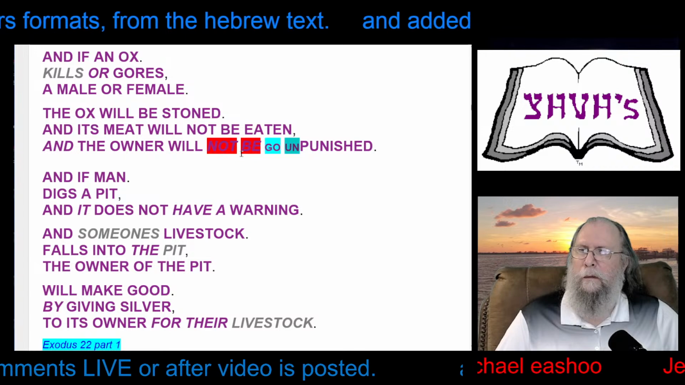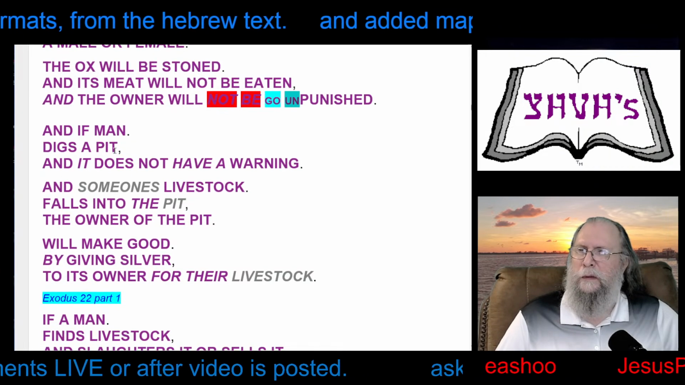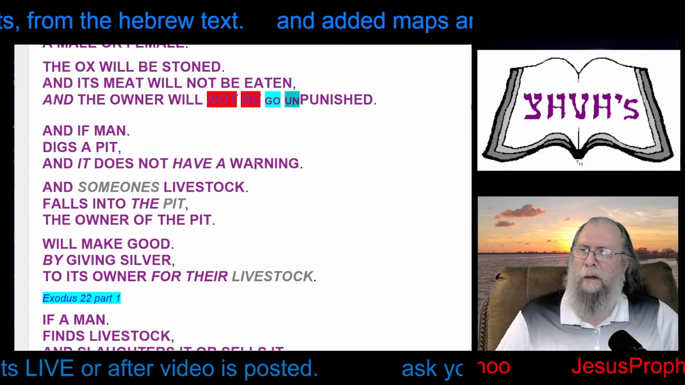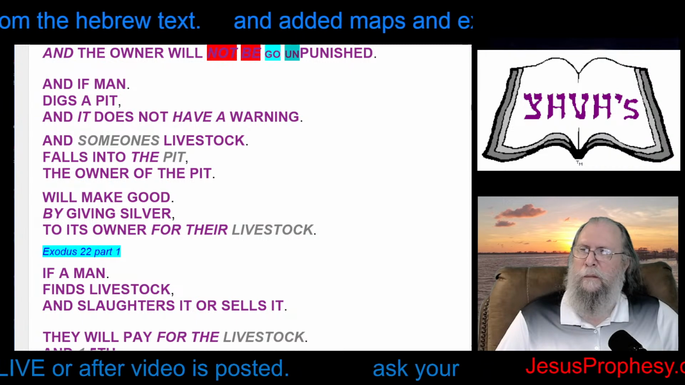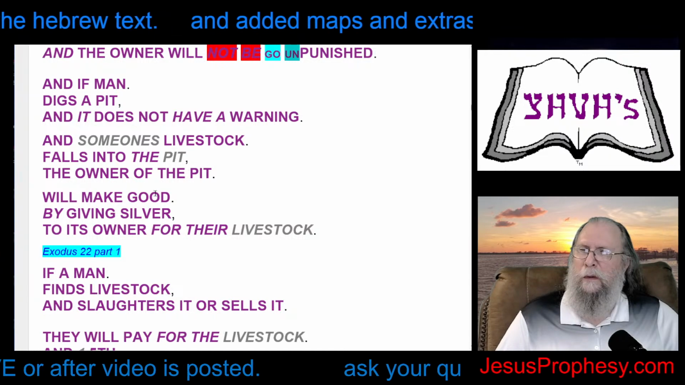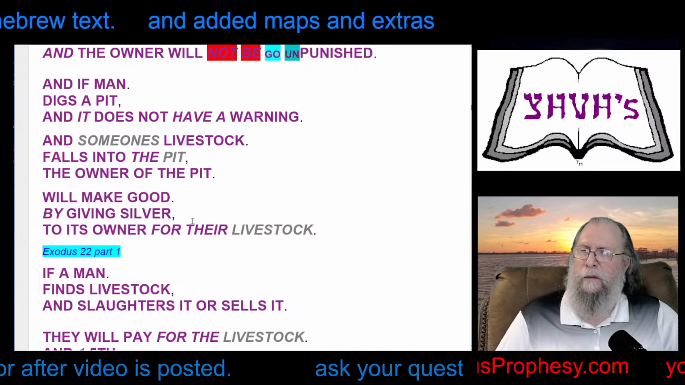If a male digs a pit and does not have warning, and someone's livestock falls into the pit, the owner of the pit will make good by giving silver to its owner for the livestock.